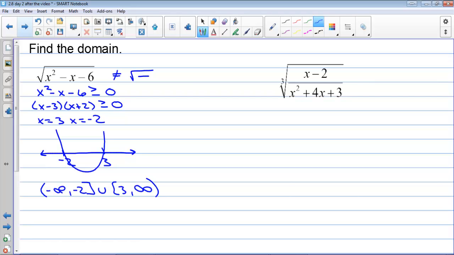Third root. Positives and negatives don't matter. You can take the third root of a positive. You can take the third root of a negative. Odd roots don't matter. However, denominators always matter. We have to look at x plus 3 and x plus 1.